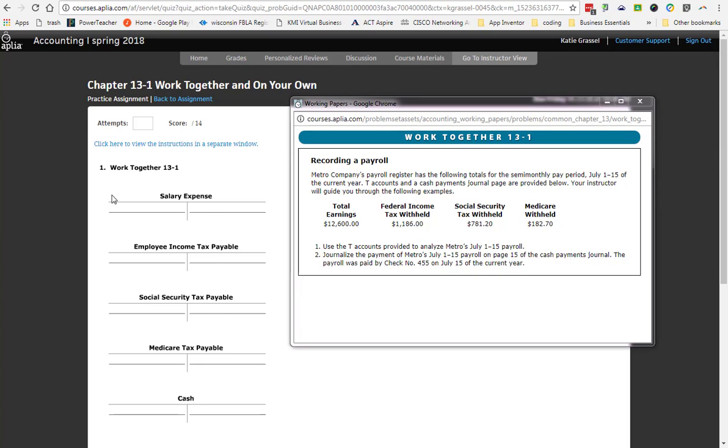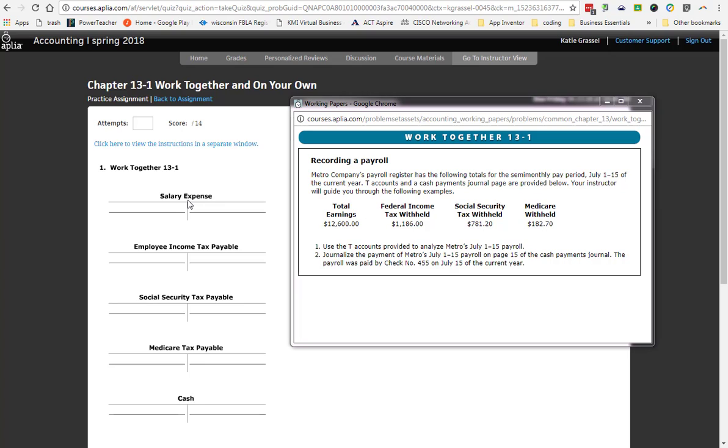So here we have salary expense. That's the word I couldn't remember earlier. We're going to go through and use our T accounts provided to analyze Metro July's 1st through 15th payroll. So we have from our payroll register total earnings, federal income tax, Social Security tax, and Medicare tax withheld. So what we need to do is take this information and put it on our T accounts. So total earnings is going to relate to our account salary expense.